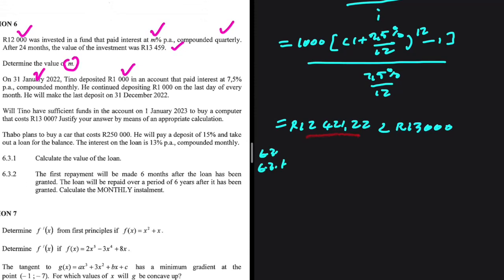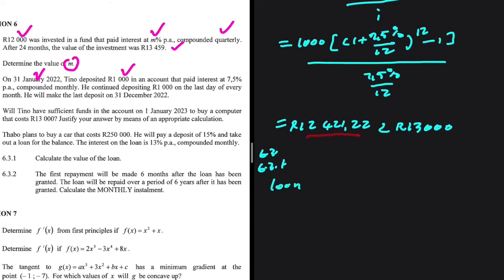6.3.1. So Tabo plans to buy a car that costs 250,000. He will pay a deposit of 15% and take out a loan for the balance. The interest on the loan is 13% per annum compounded monthly. 6.3.1, let's calculate the value of the loan. So he wants to buy a car that costs 250,000. He will deposit 15% of that amount and finance the rest. So what is the value of the loan?